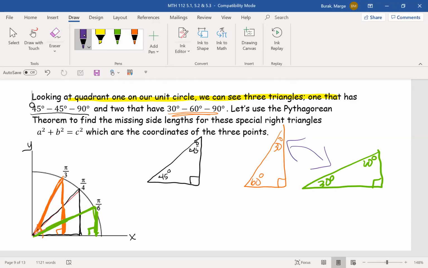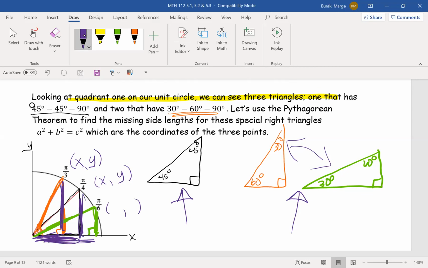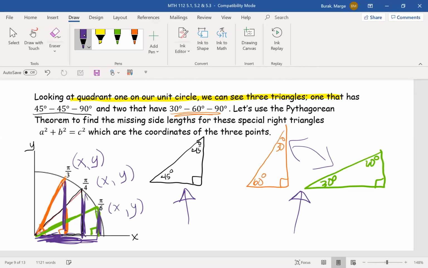So we're just going to use 2 special triangles, the 45, 45, 90 and the 60, 30, 90. And we're going to use the Pythagorean theorem to find the missing side lengths, because the x-coordinate will be here, and the y-coordinate will be here, and then this x-coordinate and y-coordinate will be the same because that's an isosceles triangle. And then these guys actually will be the same as these 2 up here, because these two numbers are the same. Anyway, they'll be switched. So let's find out what those are.